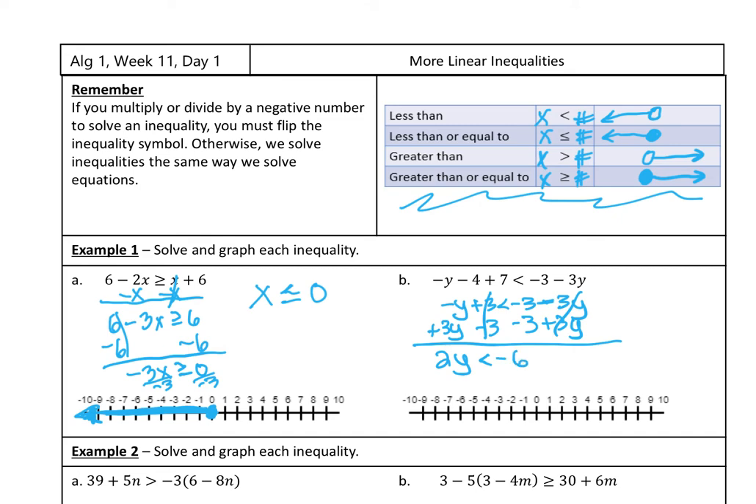Your choice. Negative 3 plus negative 3 is negative 6. Then I'm going to divide both sides by 2 and get y is less than negative 3.